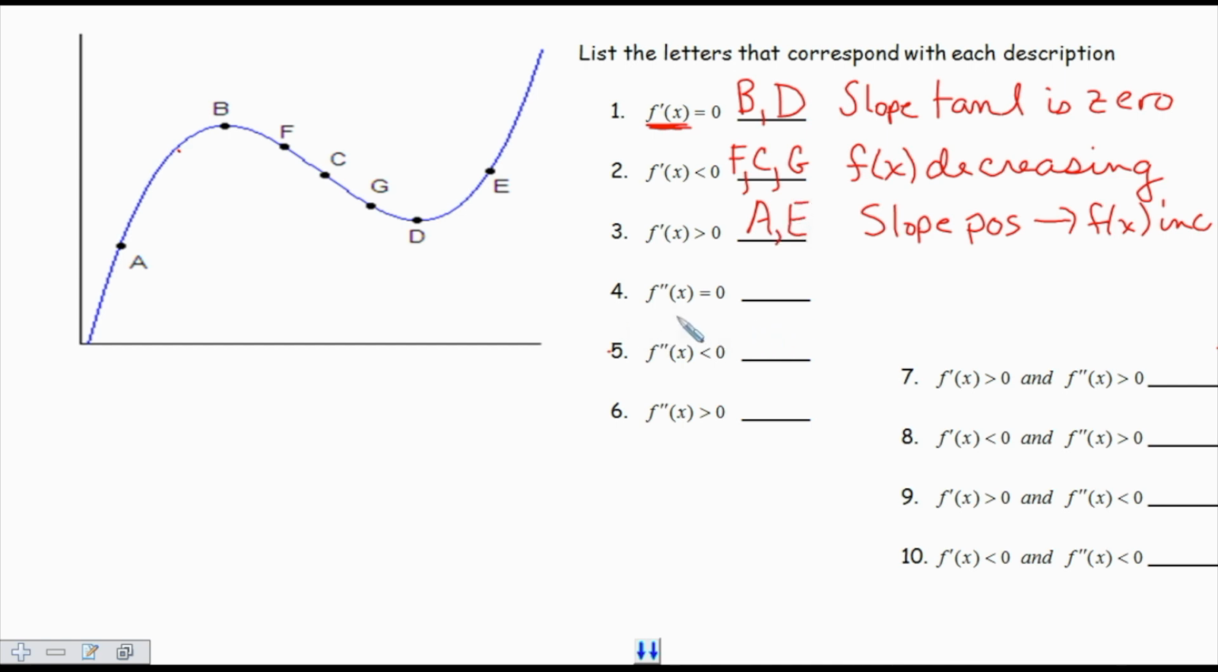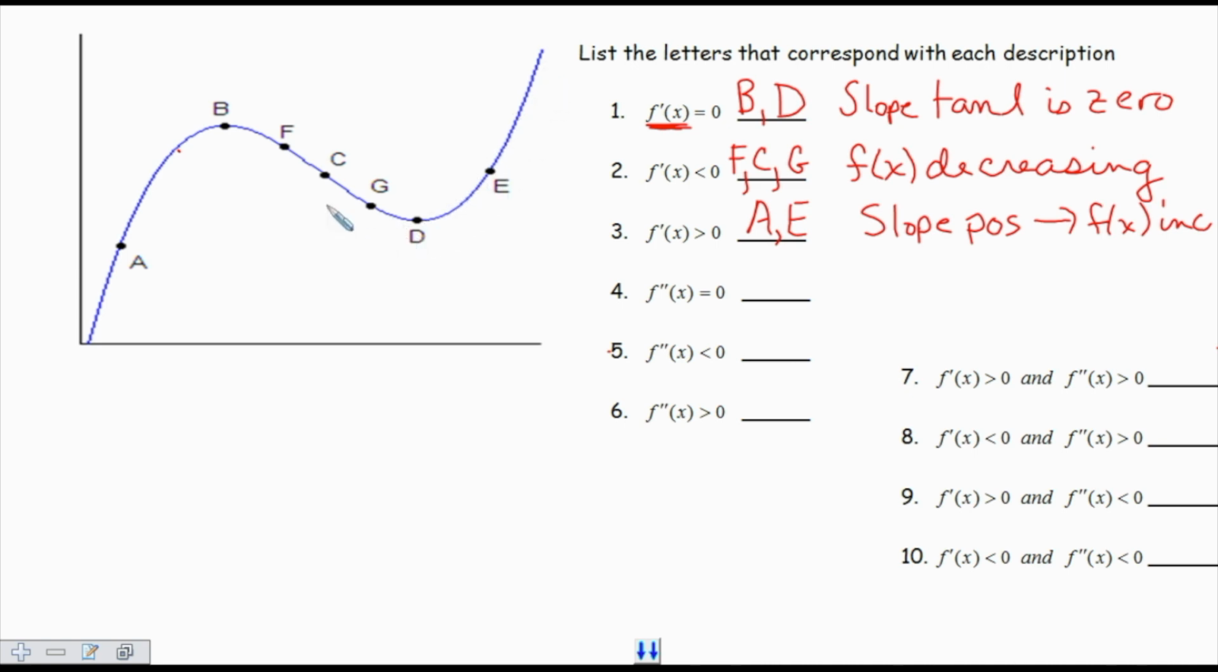Okay. So in the next piece, this is the second derivative, which talks about concavity. So this is really saying to you, is there a place where the concavity changes? That's what that wants to know. Where is that point? So now I'm going to not look at slopes of tangent lines, but I'm going to look at the curve of the graph.